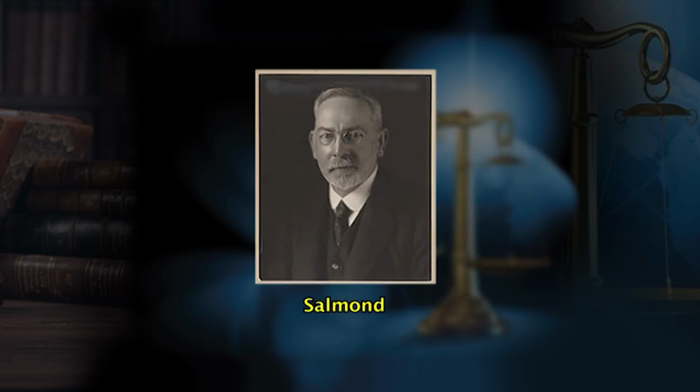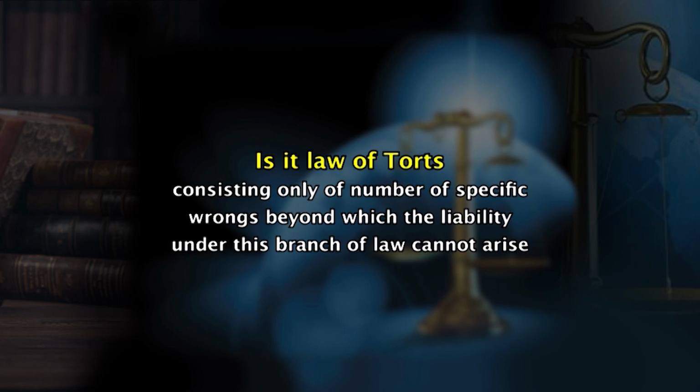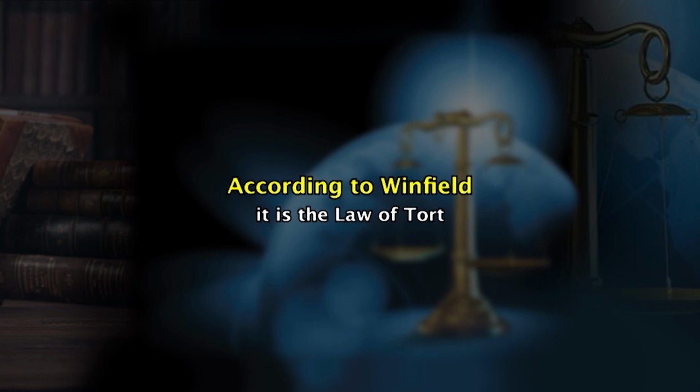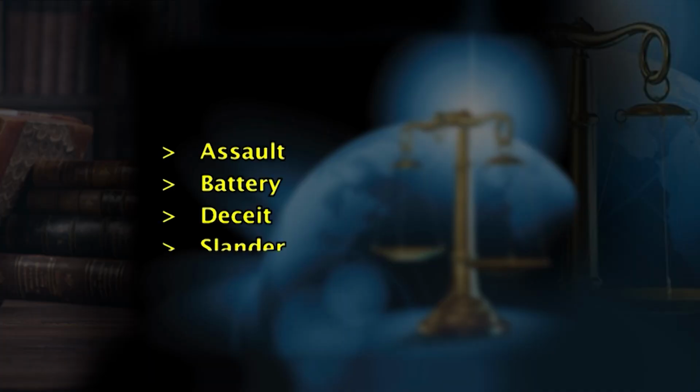In this connection, Salmond has posed the question. The question is: is it the law of tort, that is, every wrongful act for which there is no justification or excuse to be treated as a tort, or is it the law of torts, consisting only of a number of specific wrongs beyond which the liability under this branch of law cannot arise? Winfield preferred the first of these alternatives, and according to him, it is the law of tort. According to this theory, if I injure my neighbor, he can sue me in tort, whether the wrong happens to have a particular name like assault, battery, deceit, slander, or whether it has no special title at all, and I shall be liable if I cannot prove lawful justification.